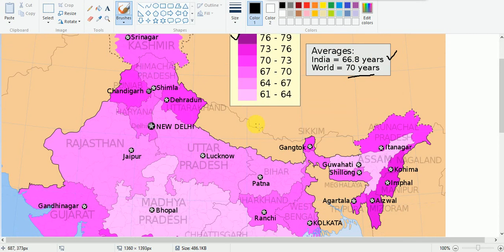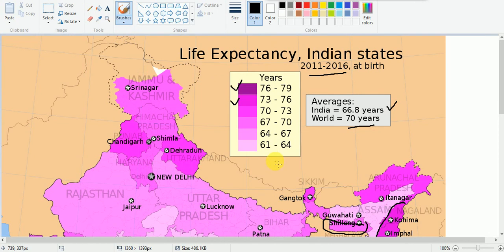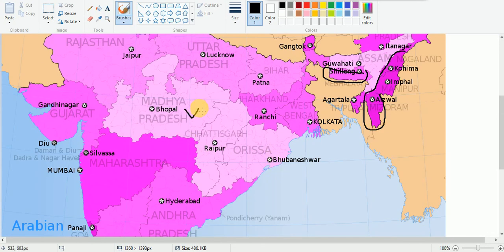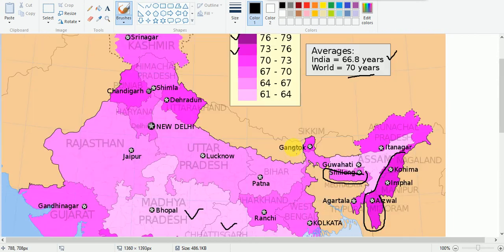And likewise, see the second one, 73 to 76. See here, Kohima, Nagaland, Manipur, then Aizawl, this Mizoram, then Meghalaya, for example. So these states have life expectancy of 73 to 76 years. And the states like Madhya Pradesh, Chhattisgarh, Orissa, they have low life expectancy. See here, 61 to 64.